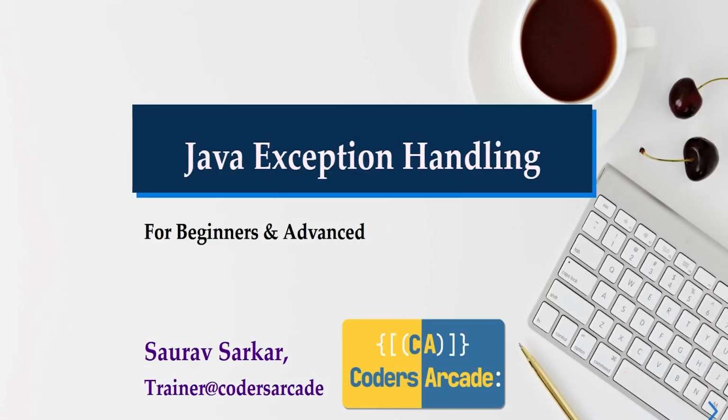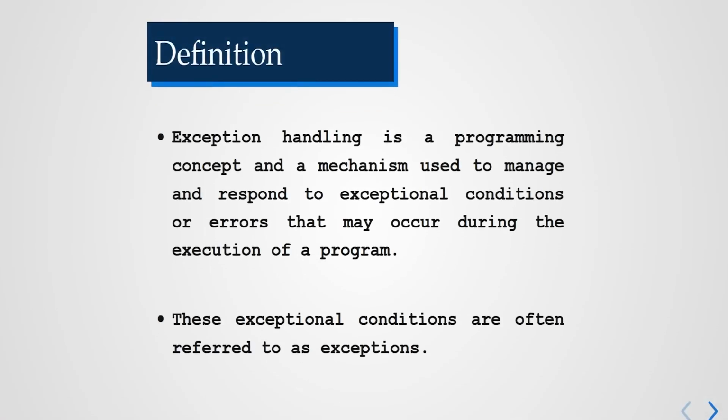Okay, so let us just focus on the basics so that we can remember the definitions that we have learned. Exception handling, as I told you earlier, is a programming concept and a mechanism used to manage and respond to exceptional conditions or errors that may occur during the execution of the program. These exceptional conditions are often referred to as exceptions. I told you, right? Anything that disturbs the normal flow of execution of your code is known as an exception.